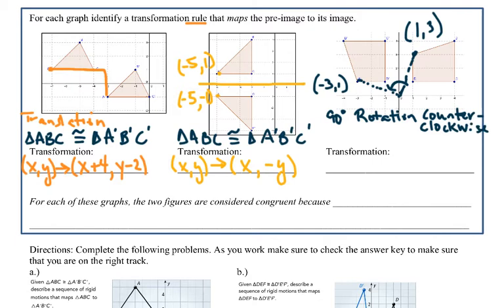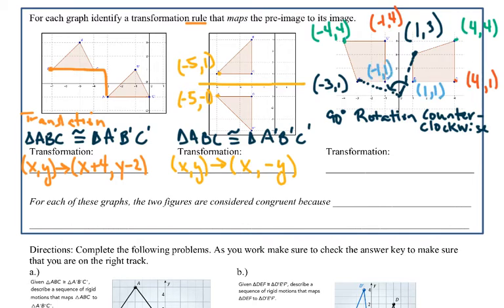And if I continue looking at the points, B has the coordinates (4, 4), and B prime has the coordinates (-4, 4). C has the coordinates (4, 1), and C prime has the coordinates (-1, 4). And lastly, D is (1, 1) here, and D prime is (-1, 1).